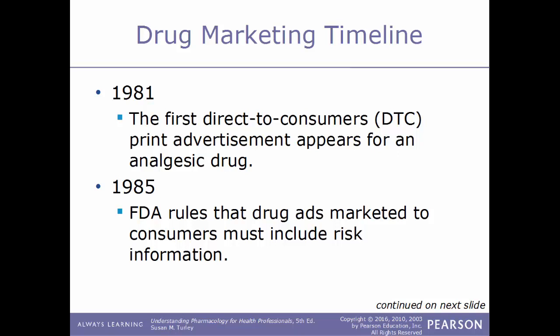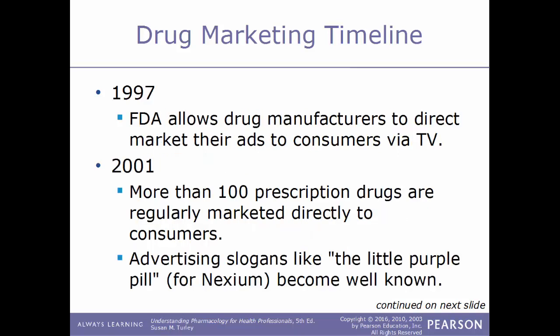In 1981, the first direct-to-consumer print advertisement appears for an analgesic drug. 1985, the FDA rules that drug ads marketed to consumers must include risk information. That's why you hear every possible side effect that might ever happen in a TV commercial or in a print advertisement. 1997, the FDA allows drug manufacturers to direct market their ads to consumers via television.